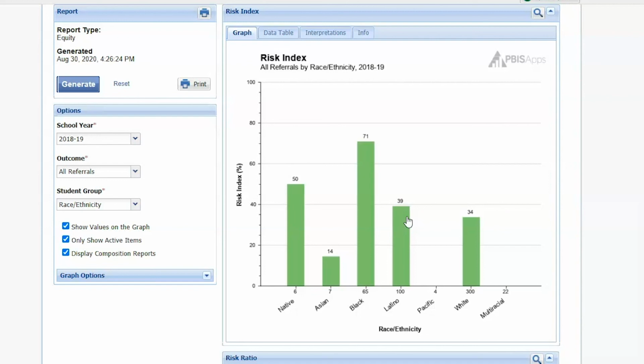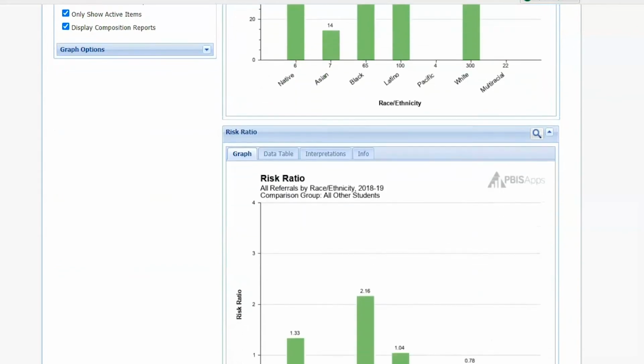We can do that by looking at the rest of the equity report graphs to find out more about this situation. Let's do that, starting with our next graph, the risk ratio graph in video number 2.